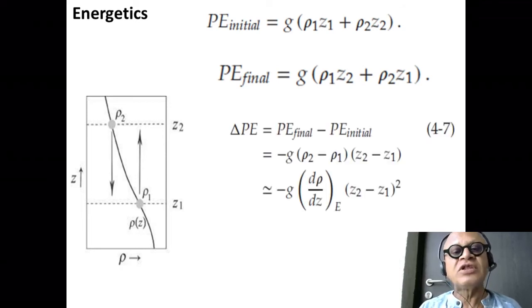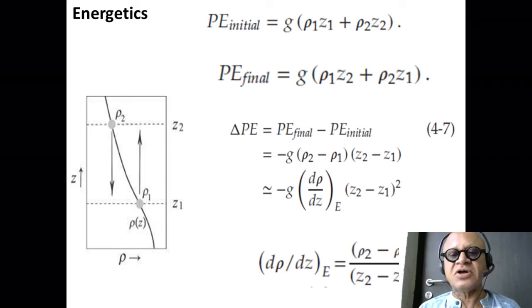And density is only dependent on temperature, and the adiabatic displacement means the temperature has not changed for rho1 and also for rho2. They maintain their temperature from the original position. So delta PE in this case, the change in potential energy, is PE final minus PE initial, which ends up giving us this expression, which is approximately related to d rho dz and (z2 minus z1) squared. Okay, that's the change in potential energy.